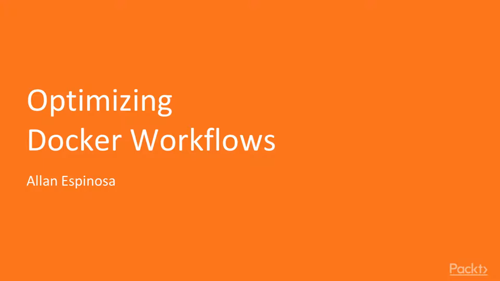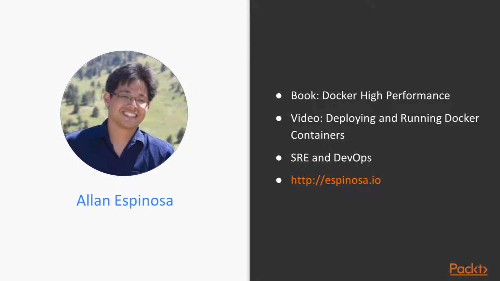Let us begin with a quick background about our instructor. Alan is the author of books and video courses about Docker by Pact Publishing. He has extensive experience in distributed systems and has worked on supercomputers, startups, and enterprises. Alan is currently working as a site reliability engineer, managing large systems, and applies most DevOps practices from the industry. He can be reached as Alan Espinosa on Twitter and espinosa.io for his blog.